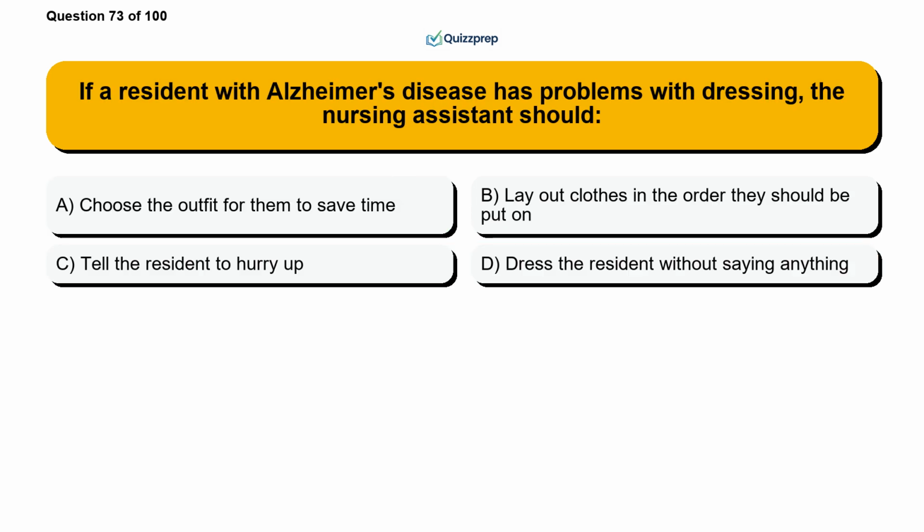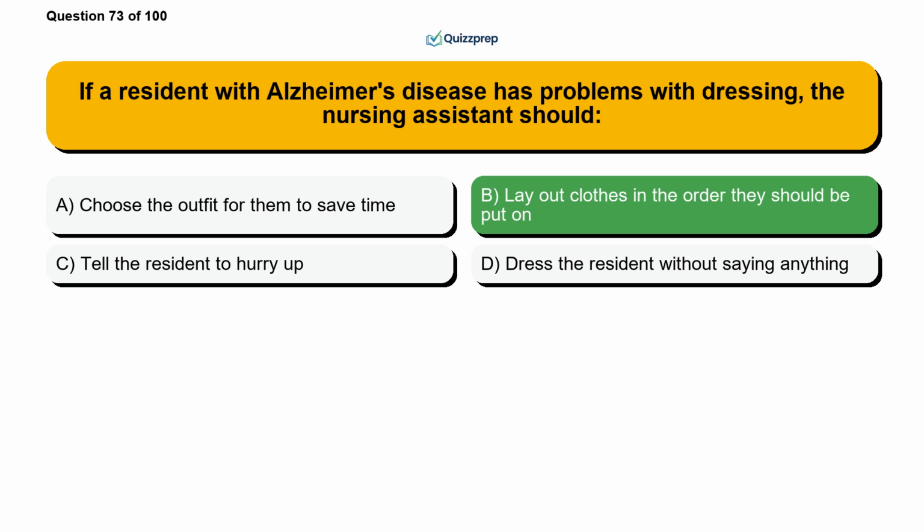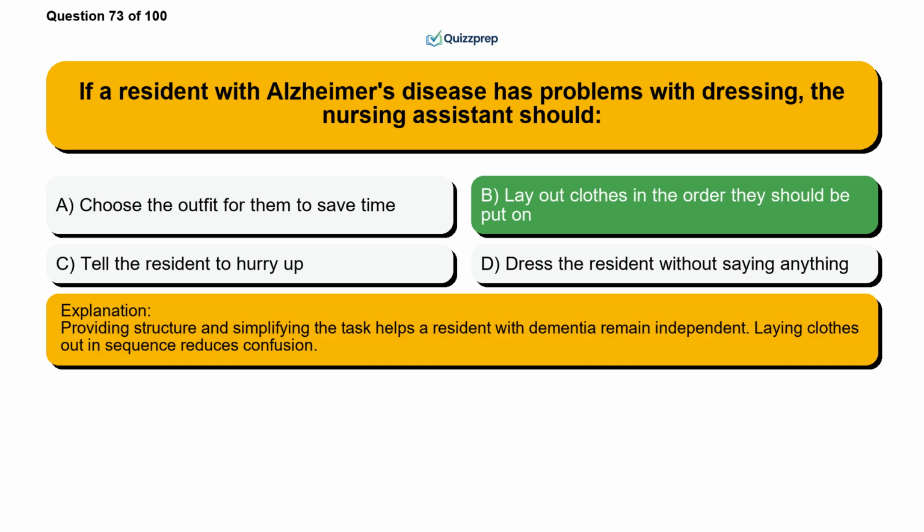Question 73. If a resident with Alzheimer's disease has problems with dressing, the nursing assistant should: option A, choose the outfit for them to save time; option B, lay out clothes in the order they should be put on; option C, tell the resident to hurry up; option D, dress the resident without saying anything. The correct answer is option B, lay out clothes in the order they should be put on. Providing structure and simplifying the task helps a resident with dementia remain independent. Laying clothes out in sequence reduces confusion.